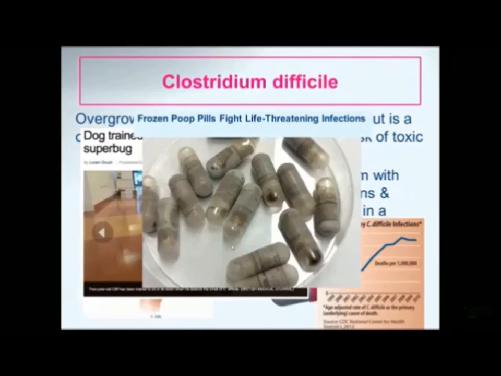So you might say, yuck, I would never take a poop pill, but I think we'd all be popping them if that was the only option, if we had Clostridium difficile. So there's some hopeful signs in the form of Cliff the C. difficile sniffer and the poop pills.